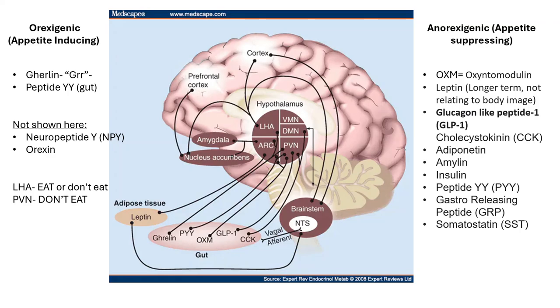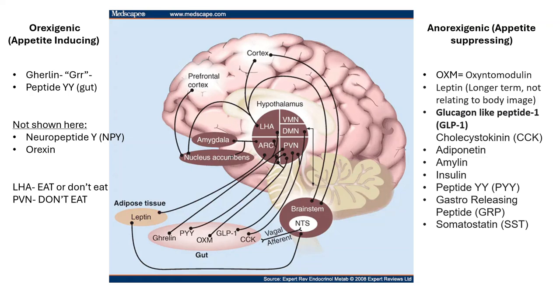Now, the regulation of appetite is incredibly complex, involving multiple brain regions and hormones. So on the left, we have the orexigenic hormones. I tend to say OX like ox, eat like an ox, to help you remember it's appetite inducing. This includes ghrelin, the sort of grrr, you're hungry. It's produced when the stomach's empty. Peptide YY, not to be confused with neuropeptide Y, orexin itself. And then on over the right, you see a long list of anorexigenic factors.